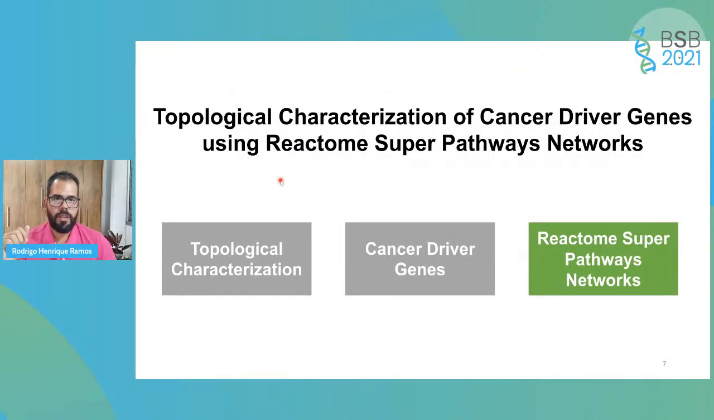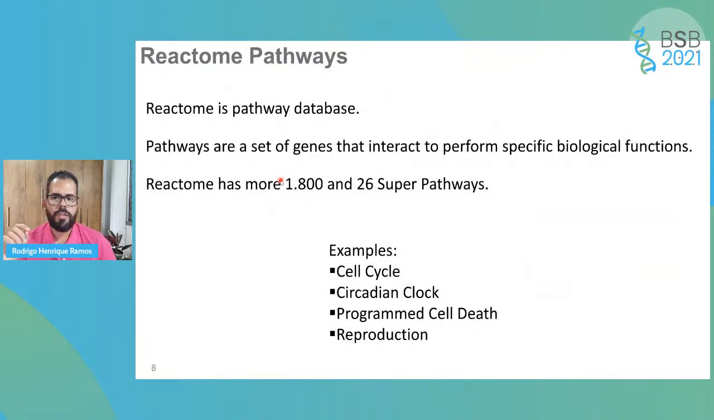Reactome Superpathways Networks. Reactome is a pathway database, and pathways are a set of genes that interact to perform specific biological functions. Reactome has more than 1,800 pathways, and in a recent paper, they group all these pathways into 26 superpathways, and these superpathways represent major biological functions. For example, cell cycle, circadian clock, programmed cell death, and reproduction.